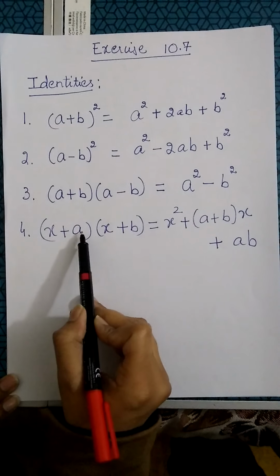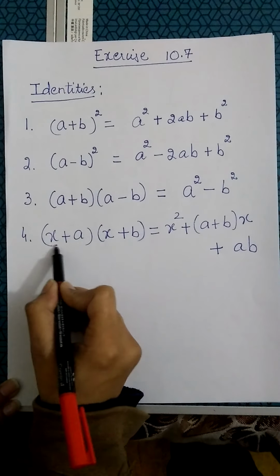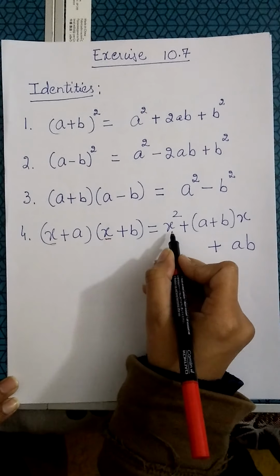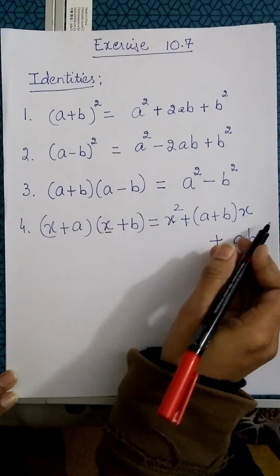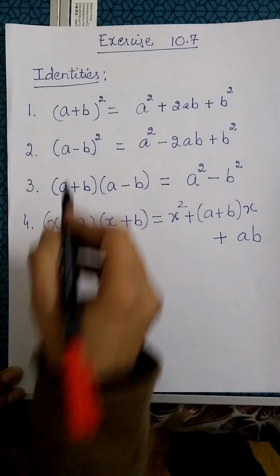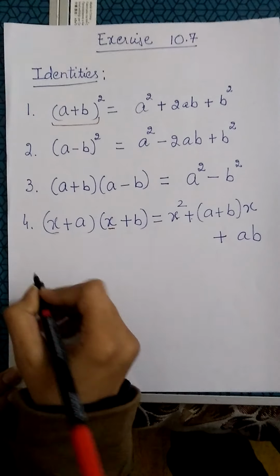Fourth, (x plus a) into (x plus b), where these two terms are the same, is equal to x square plus (a plus b) into x plus ab. Now here we are multiplying binomials.